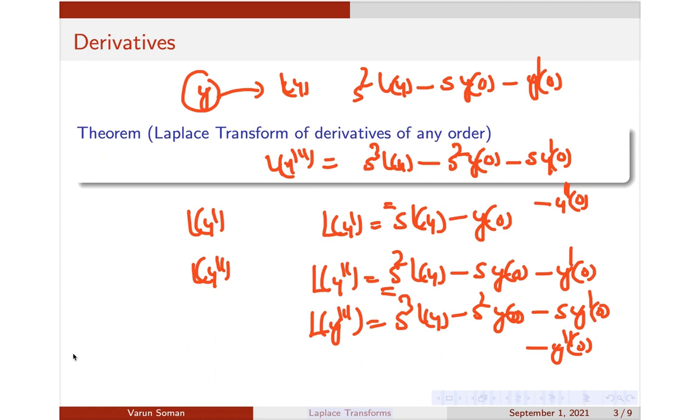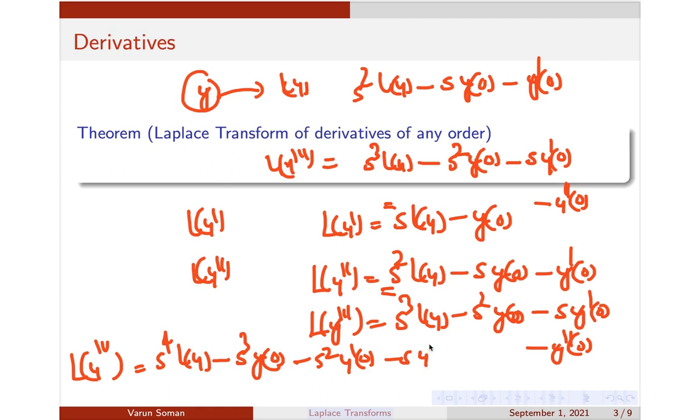So if you have understood this, let us try to write what is y raised to 4. L of y, the fourth derivative. What is it? It's simply s raised to 4, depending upon the order, that means s will be there. s raised to 4 into L of y minus s cube into y of 0. Now decrease s and simultaneously increase the derivative of y also. So the next step would be simply minus s square into y dash of 0 minus s into y double dash of 0 minus y triple dash of 0. So this is how you write the derivatives.